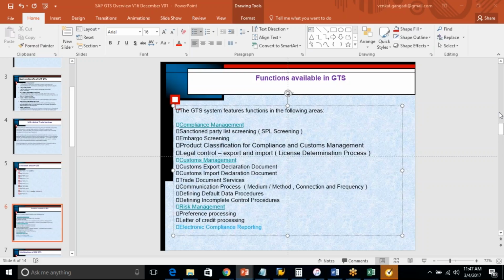And one more thing: as of now, the percentage of people who have already implemented it is very small, and the percentage that still has to implement GTS is larger. That's what I am feeling, that's my personal view. So that way also we will have much demand.